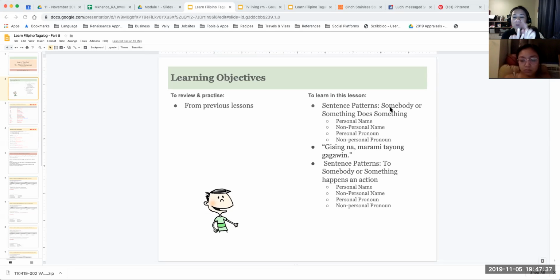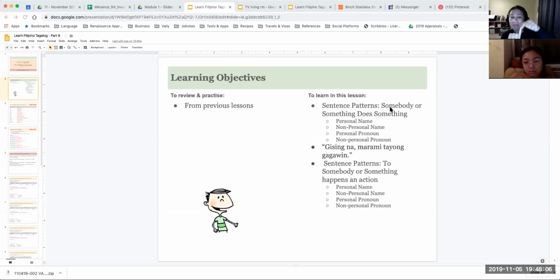But with the second and third patterns, the key thing is somebody does something. Then you are talking about what the actor does, so you have to use um or mag. The third sentence pattern is what happened to something. Then you're talking about the object in your sentence. What happened to that person?